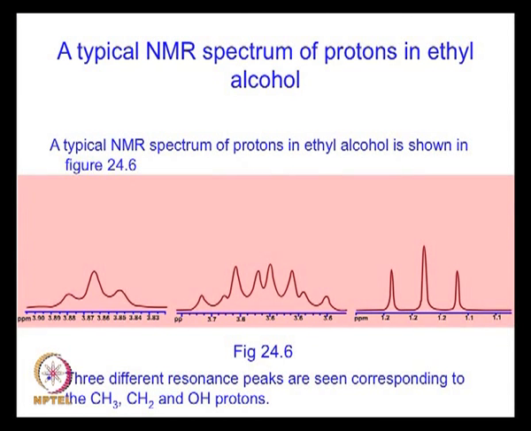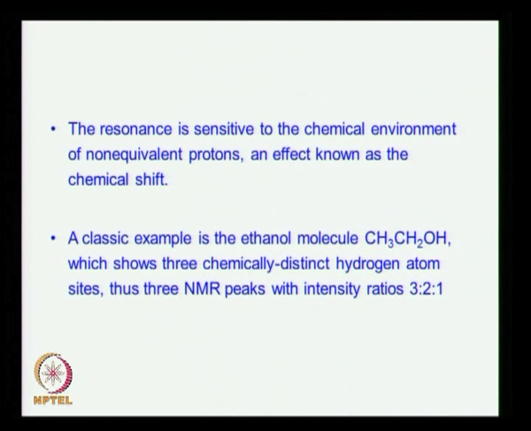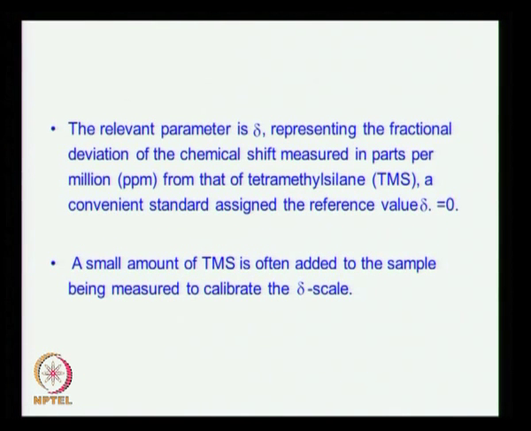For example, you have CH3, so you have a much larger intensity and so on, depending on the number of protons, 3 protons in CH3, 2 in CH2 and 1 in OH. So, correspondingly there will be intensity differences. So, the ratio will be 3:2:1. So, by measuring the relative intensities, one can also get information about the relative concentration in a given molecule. So, the relevant parameter in chemical shift is called delta, representing the fractional deviation measured in parts per million.